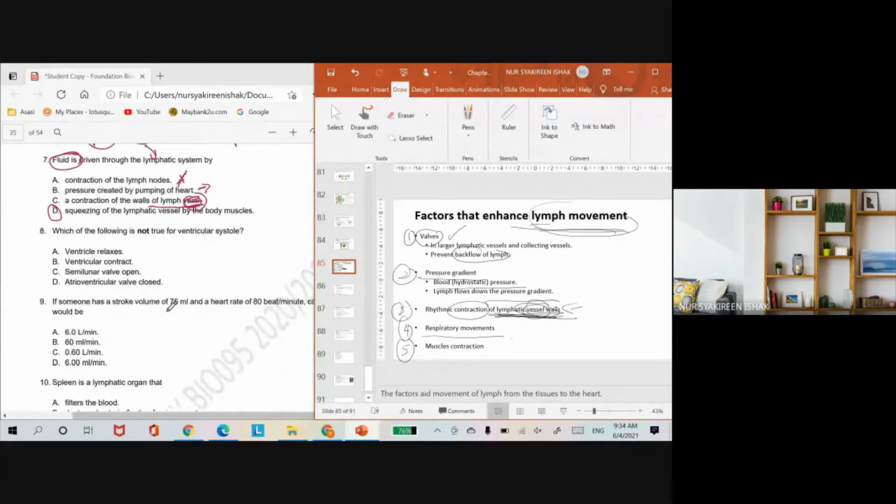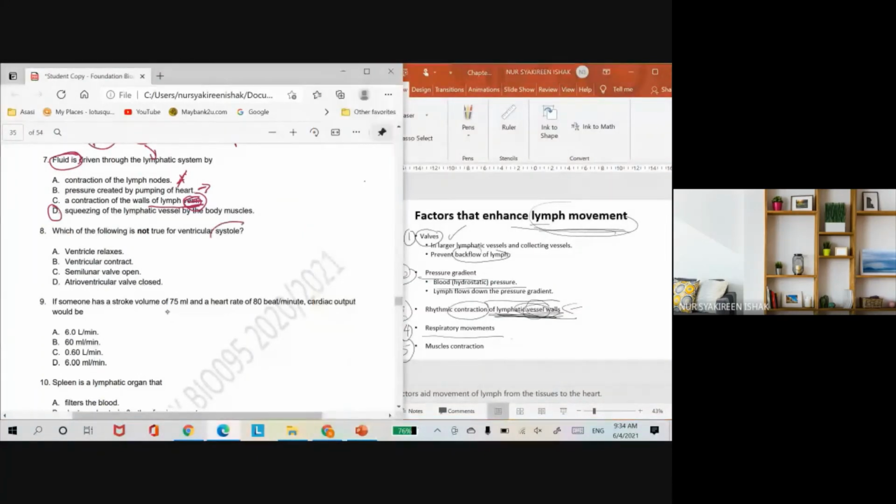So number 8. Which of the following is not true for ventricular systole? For ventricular systole, ventricular means ventricle, and systole is when the ventricle contracts. So what happens when the ventricle contracts? This is referring to both the right and left ventricle. Both of these ventricles will contract at the same time. It is not that the right contracts first and then the left contracts later. Both ventricles will contract at the same time. So what happens during ventricular systole? We look at it one by one.